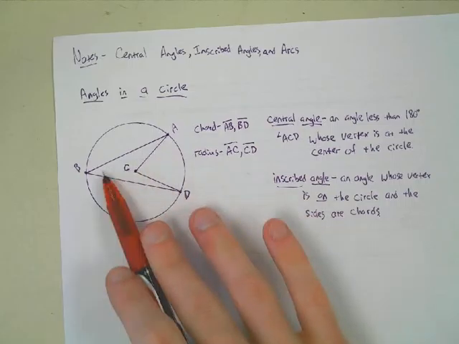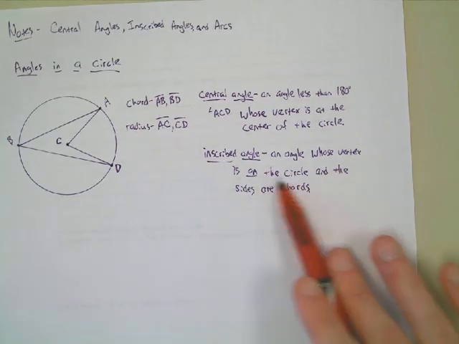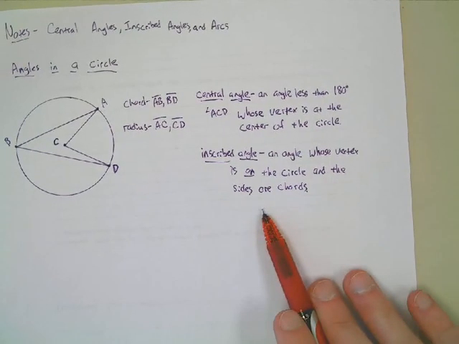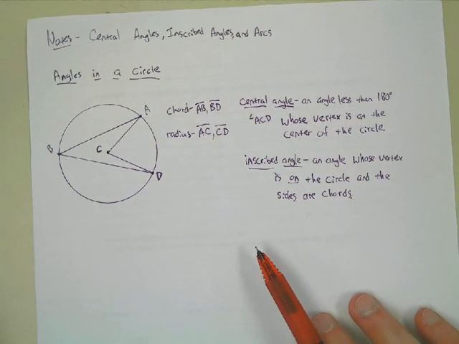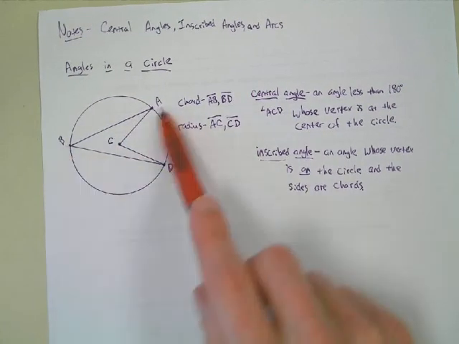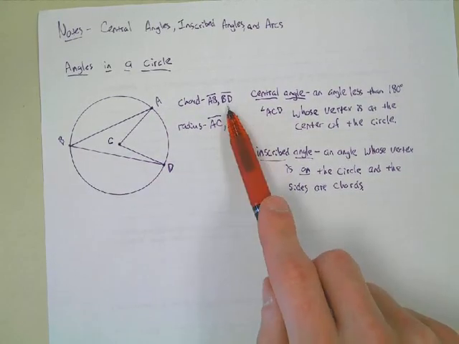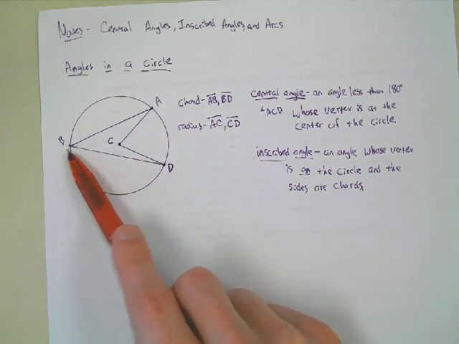I'll let you finish writing that down, then I'll show you the picture. An angle whose vertex is on the circle and the sides are chords. So look here at the picture. I'm going to zoom out so you can see this. Angle ABD: the sides are chords. AB is a chord, BD is a chord, and the vertex B is on the circle. So that makes it an inscribed angle.